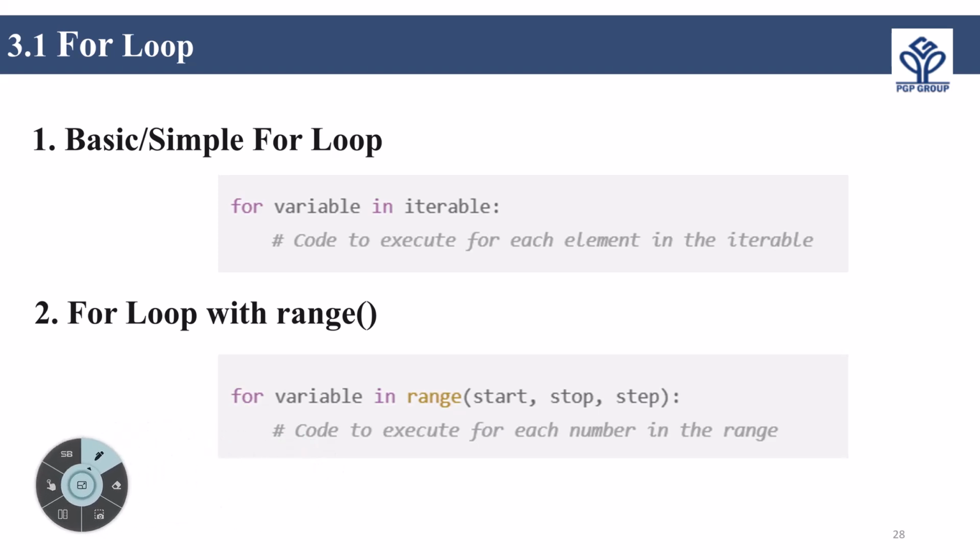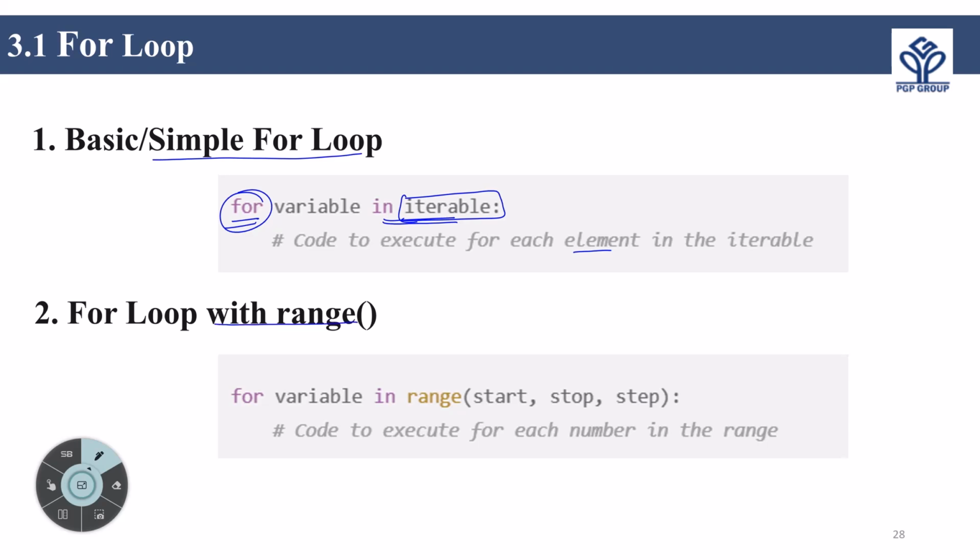So the first one is the basic simple for loop. This is our syntax: for variable in iterable. The variable is what we are giving, and then the code to execute for each item in the iterable. So this is the syntax for a simple for loop, okay.